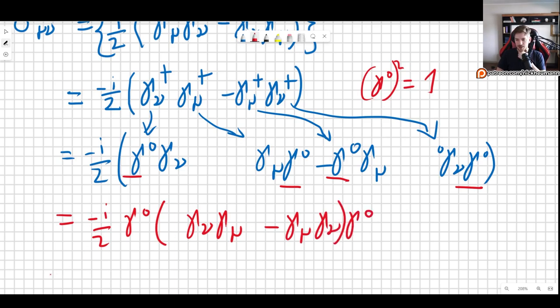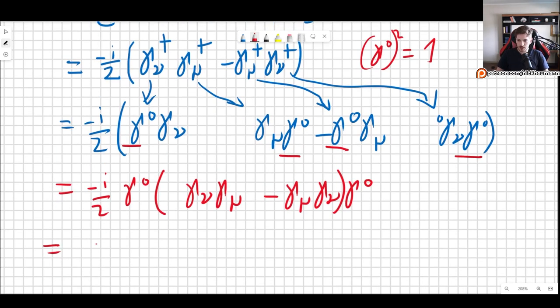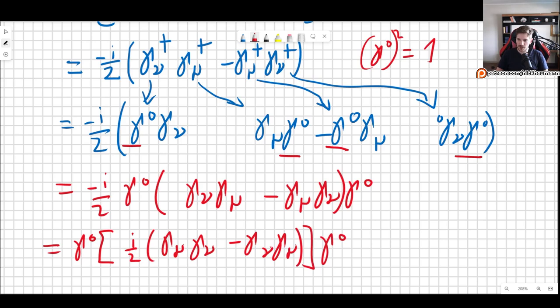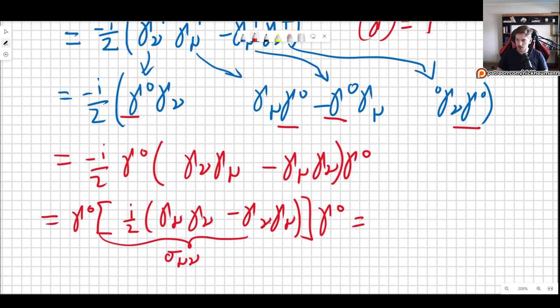Now we can put in the minus and just keep the gamma 0 outside, so like this maybe, and we have i over 2 gamma mu gamma nu minus gamma nu gamma mu, gamma 0. And what we have inside is precisely sigma mu nu. This is sigma mu nu. So this entire thing is gamma 0 sigma mu nu gamma 0. So now we know what happens to this gamma matrix when you take the Hermitian adjoint of it, right? Okay, so that is part B.